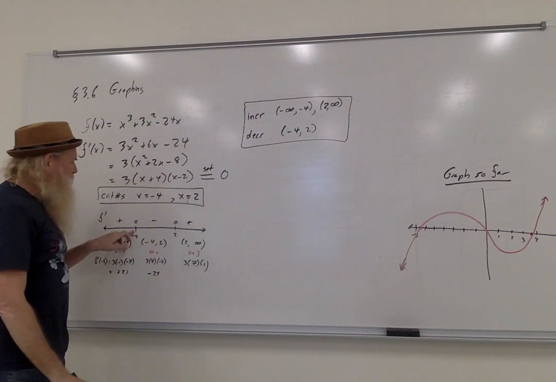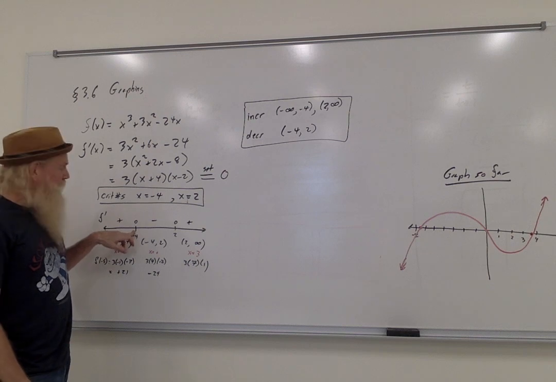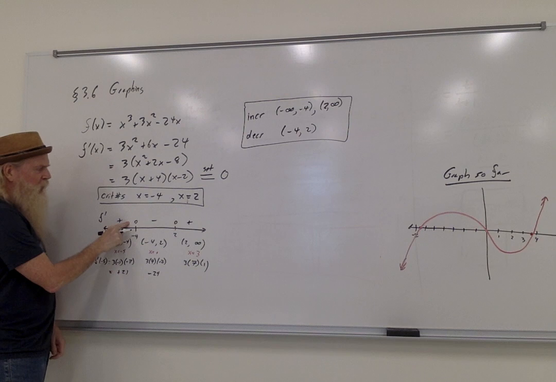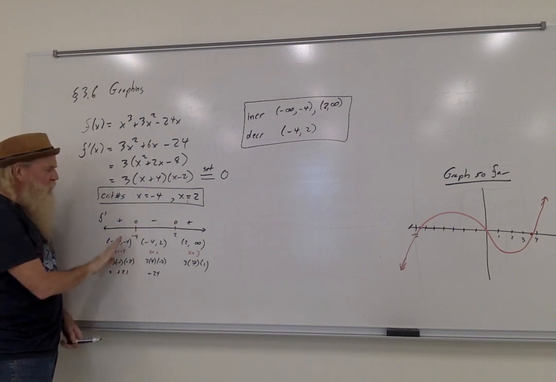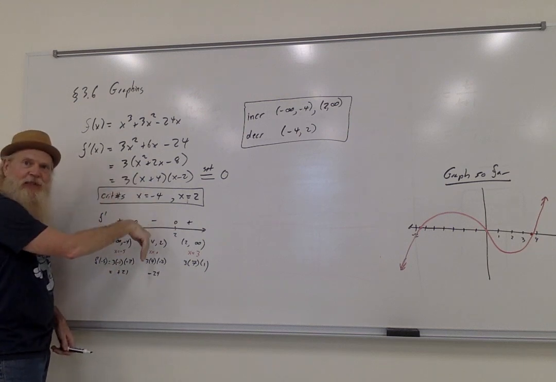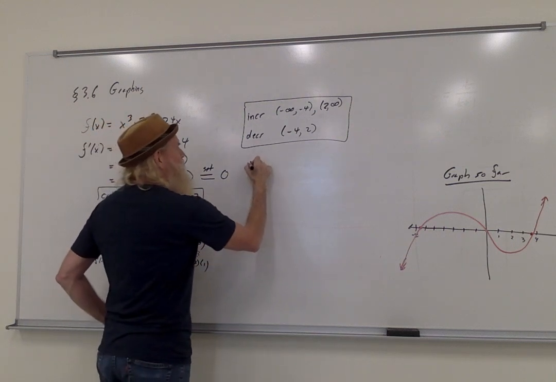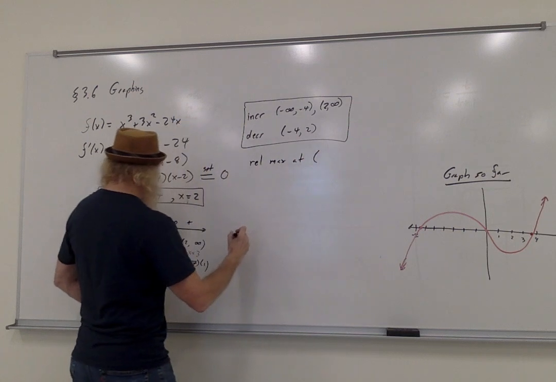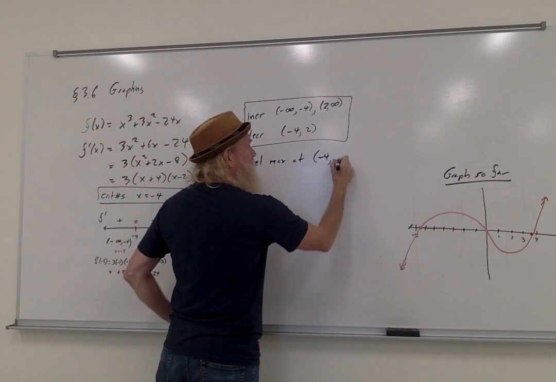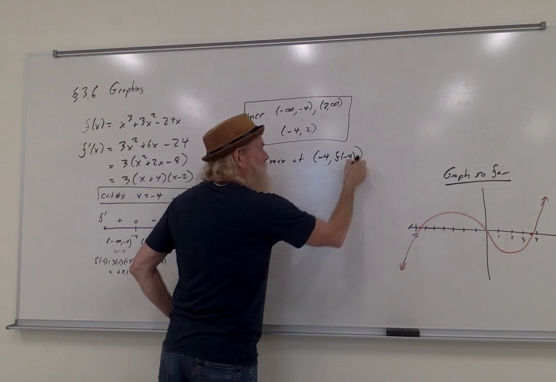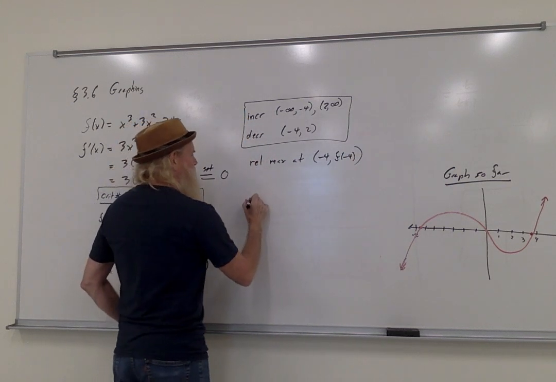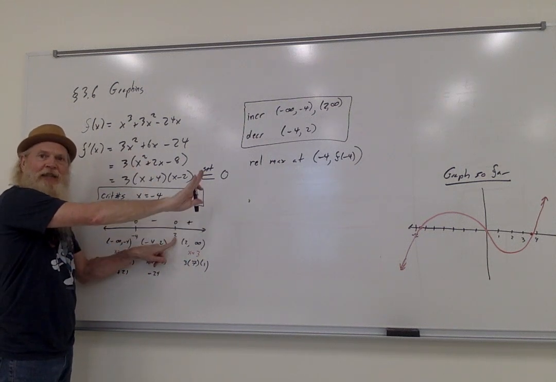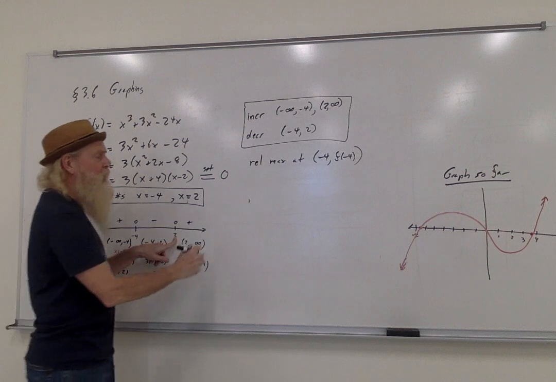We can also see that each of these critical numbers is also going to be a relative max or min. Notice that at negative 4, the derivative changes from positive to negative. So the function is increasing and then decreasing. So that's going to be a relative max. So we have a relative max at the point negative 4, comma, f of negative 4. And notice that over here at 2, the derivative changes from negative to positive. So that's going to be the location of a relative min.